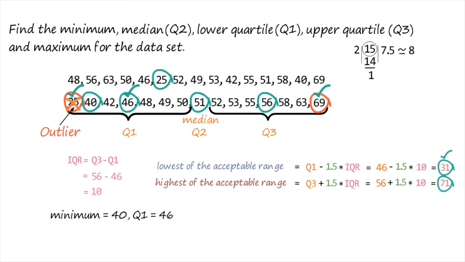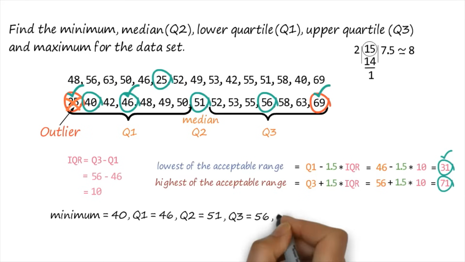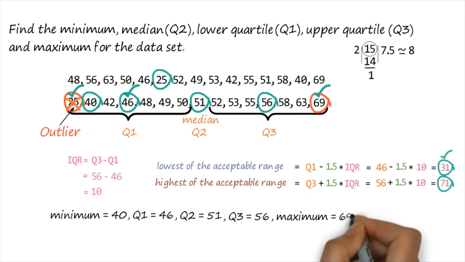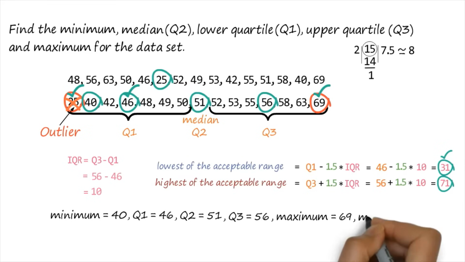What is the value of Q2? It is 51. And what is the value of Q3? It is 56. Now here the question is, what is the maximum value? See, the maximum value will be 69 because it is in the range. So the maximum value will definitely be 69. Now the question is, what is the mean value? Mean value means we have to find out the mean of this data range.